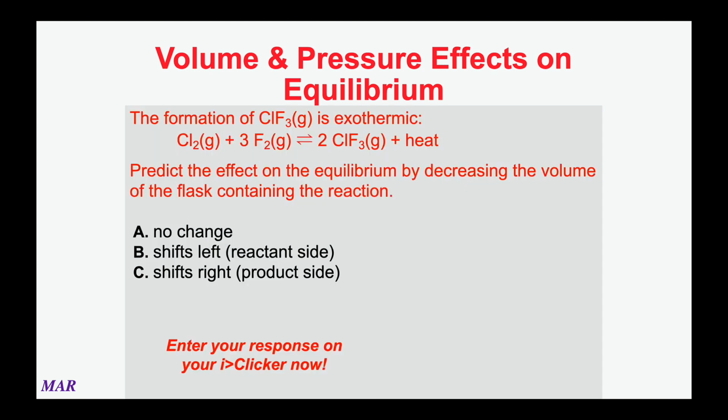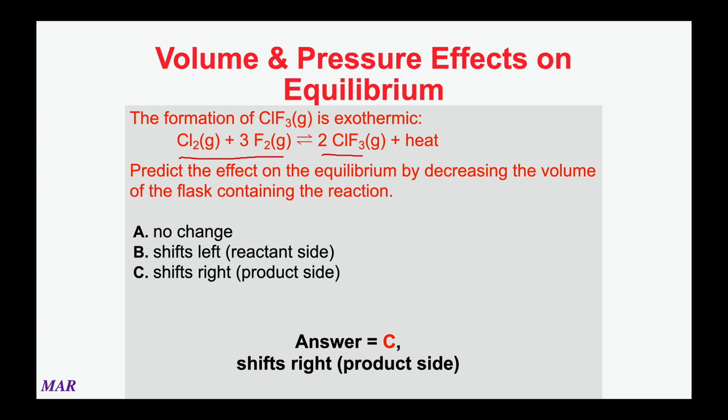Here's the same reaction we looked at earlier, chlorine plus fluorine making ClF3. And it says here we're decreasing the volume, okay? So we're going from like 2 liters to 1 liter, something like that. What's going to be affected? Well, notice on the reactant side here, we have 1 plus 3, we have 4 moles of gas. And on the product side, we have only 2 moles of gas. So if you decrease the volume, you're pushing them together tighter, they're going to go to the side with fewer molecules. So in this case, we'd say it's going to be a shift to the right.